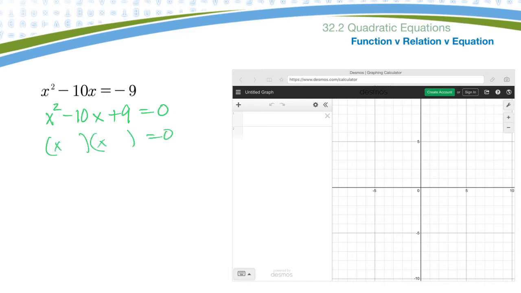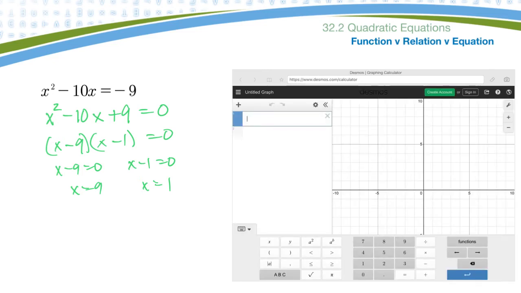So it looks like it's a minus 9 and a minus 1. Yeah, that'll work. So either x minus 9 is 0 or x minus 1 is 0. X is 9, x is 1. And you could graph that too. Let's graph it.